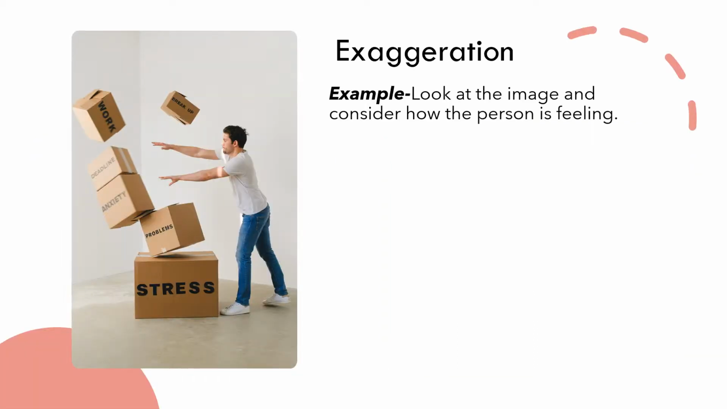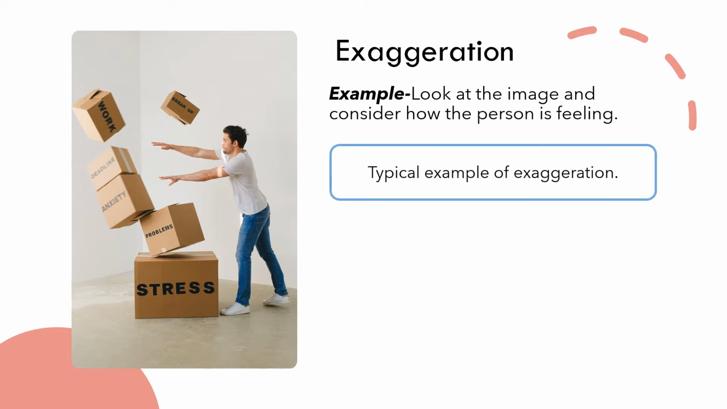Look at the example and consider how the person is feeling. So if you have a look at the image on the left hand side, you can see that he's pushing over a number of boxes and they each have a specific word on there. So we have things like stress, problems, anxiety, deadlines, work, all these kind of things that we have to deal with as adults in our day-to-day lives. This is a kind of a typical example we could use to exaggerate how this person might be feeling.